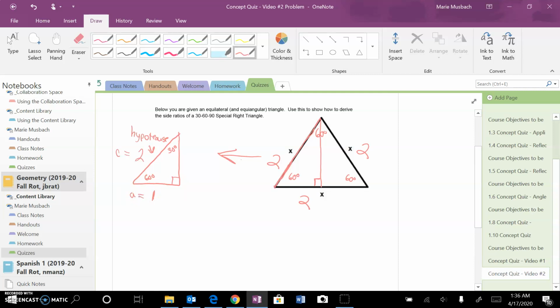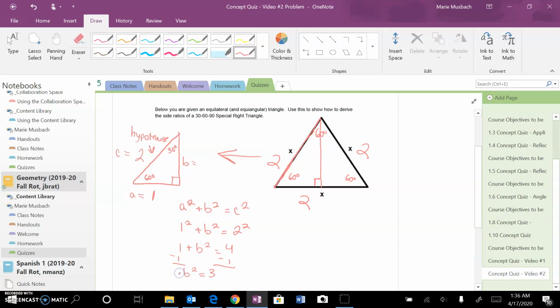Okay, so then basically after that we have to just find B, which is the other side, so we can just use A squared plus B squared equals C squared. So 1 squared plus B squared equals 2 squared. And then we have 1 plus B squared equals 4. And so you can minus 1 from both sides, and you get B squared equals 3.